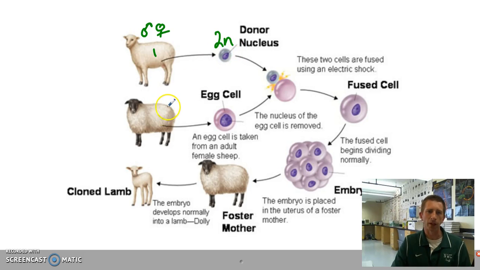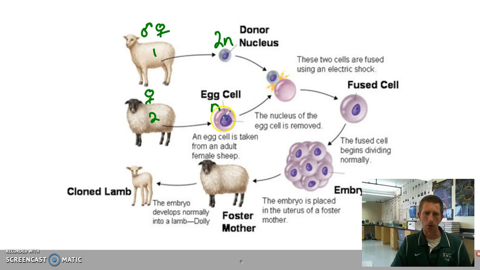Then you take sheep number two and you take an egg cell from sheep number two. Because we're taking an egg cell, obviously sheep number two has to be female. If you'll remember, eggs and sperm are gametes, and they're haploid, so they only have one set. It takes two gametes to make a whole intact sheep, because we need two sets of chromosomes, two sets of genes. So this egg cell is haploid.